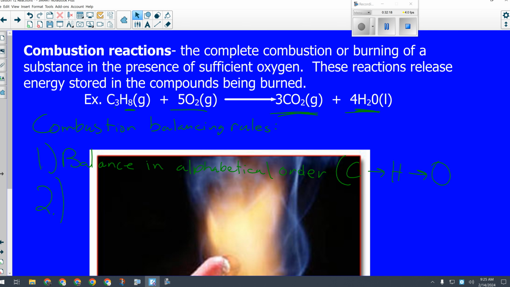The second rule is what I call the rule of 2. If you're a Star Wars fan, you know what that's referring to. Rule of 2 is what Yoda said about the Sith. Now, when we're talking about combustion reactions, it works a little bit differently. The rule of 2 goes like this. If an even number of carbons you have, balance with the 2 you must.